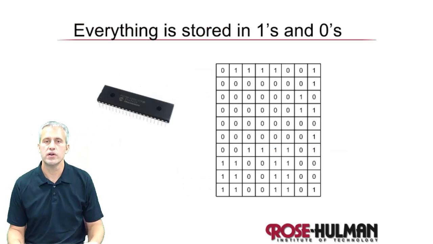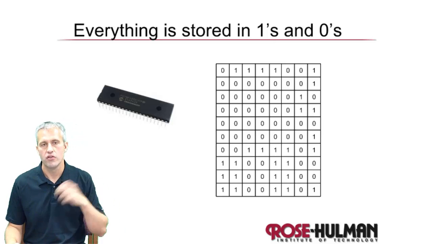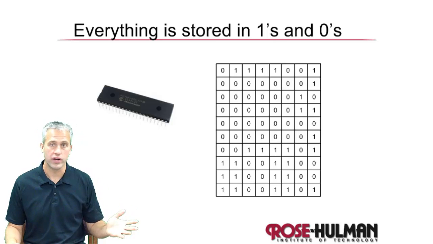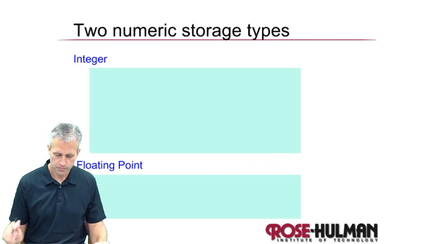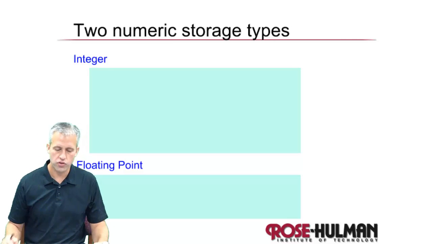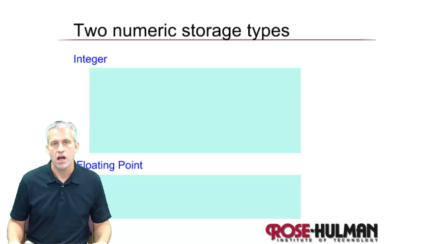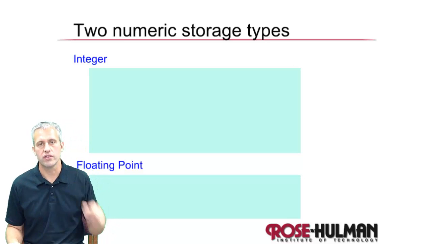Important thing you need to know is that everything is stored in ones and zeros. Said this a couple times. True on the PIC microcontrollers, true on any computer you use. Everything goes in as ones and zeros. So when it comes to numeric data, there are two real ways that things are stored.